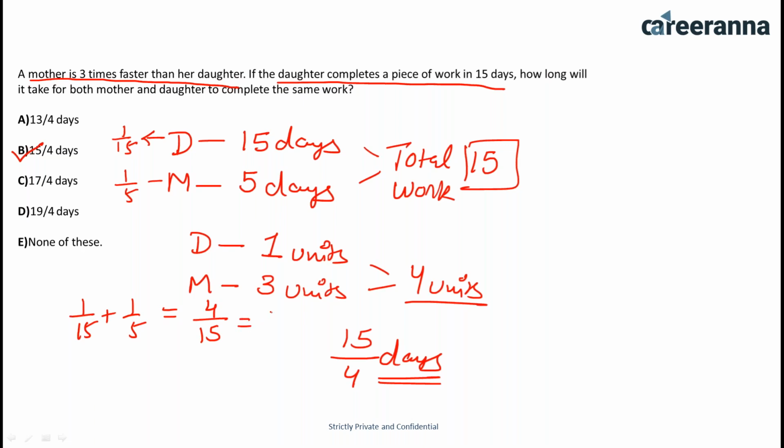In how many days is it going to be completed? That is going to be 15 by 4. That is the reciprocal of the work, so you will get the same answer. But here, in this question, you can use both methods. Both methods are taking the same time.